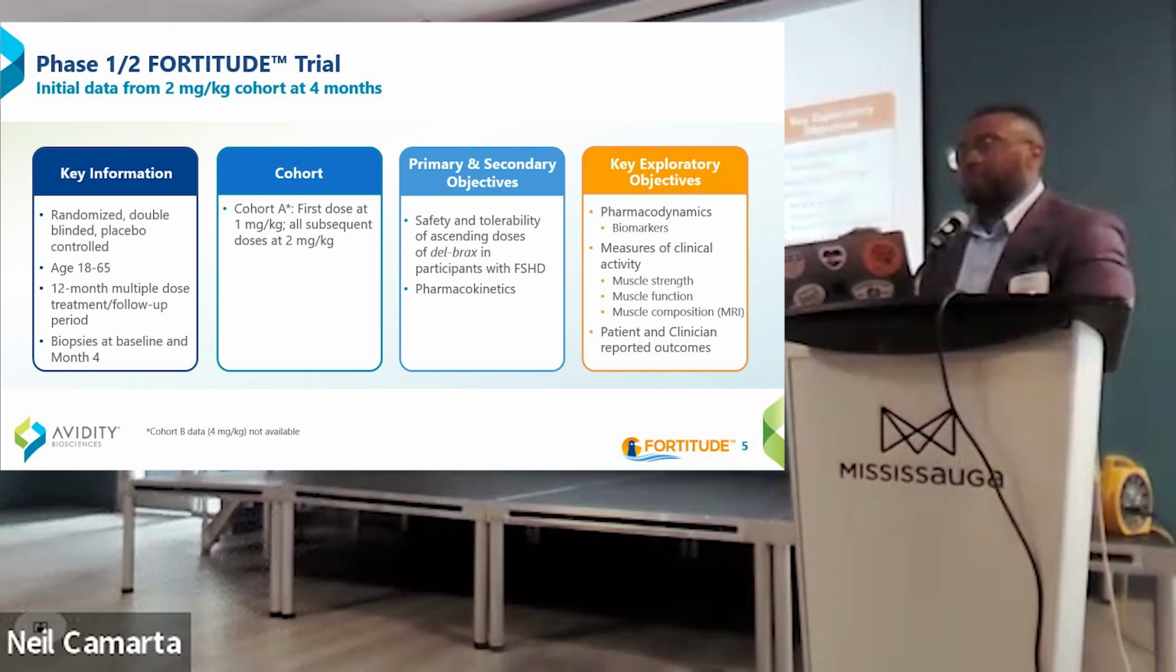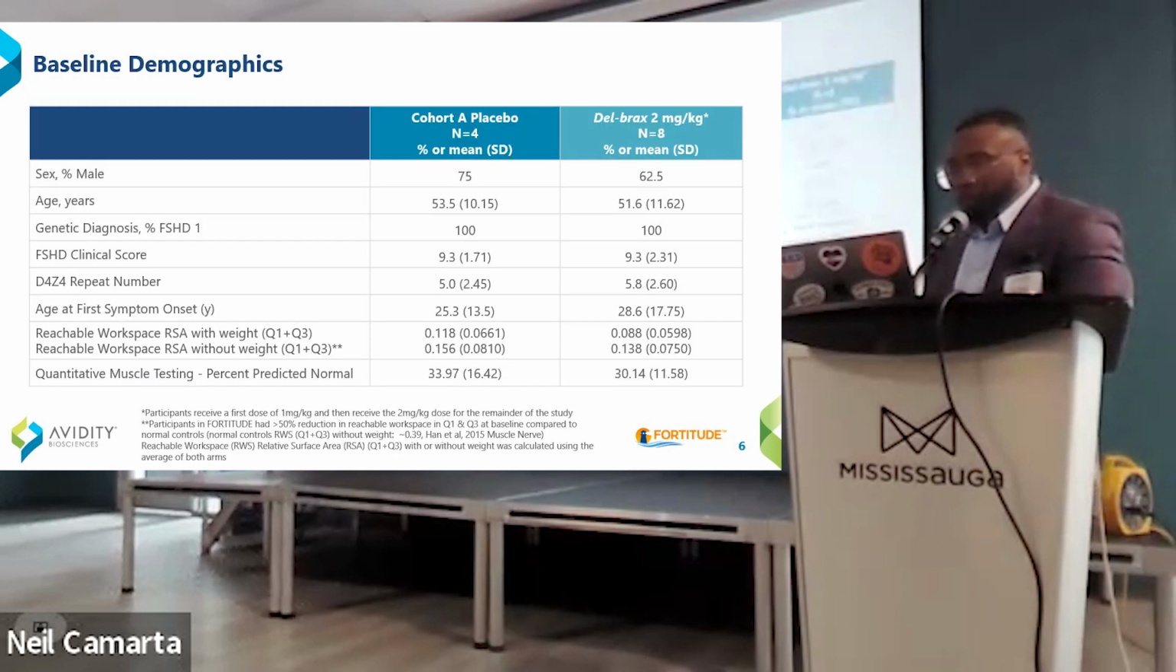And then we had some exploratory objectives. So we're trying to see the biomarkers of this drug, and also looking at some measures of strength. For example, we're looking at muscle strength, muscle function, as well as muscle composition. And we're always interested in the patient and clinician outcome of the drug and the trial. So these are the demographics, pretty similar, but then what happened is you realize that, as I said, this is the data cut that was done last year.